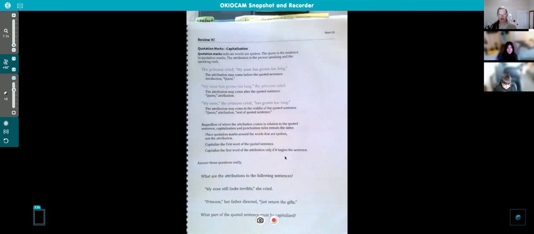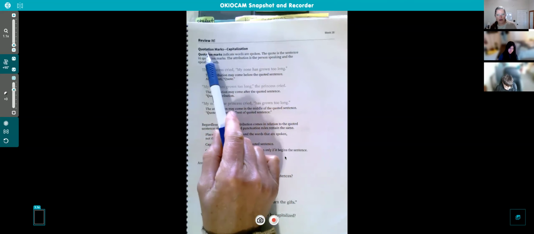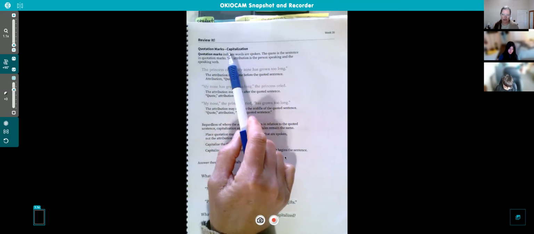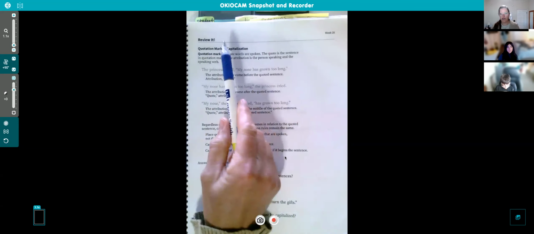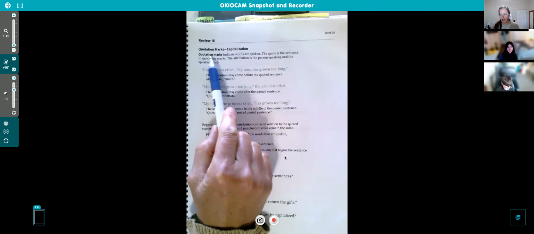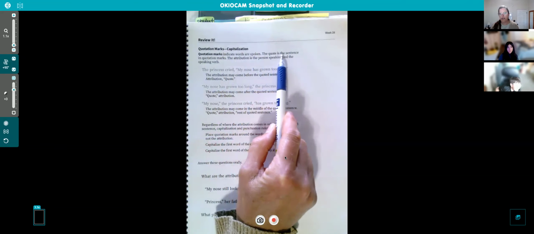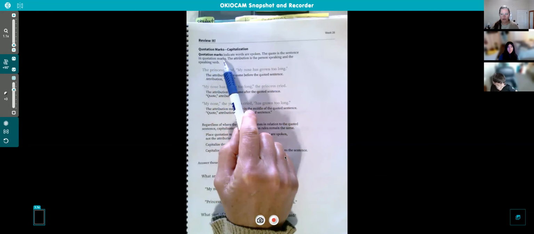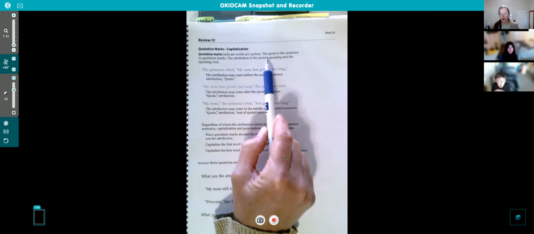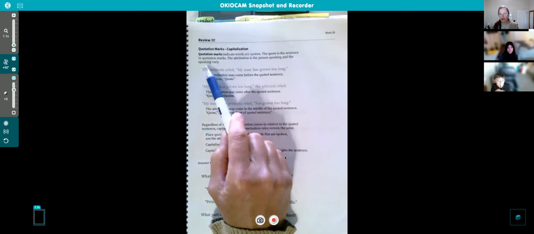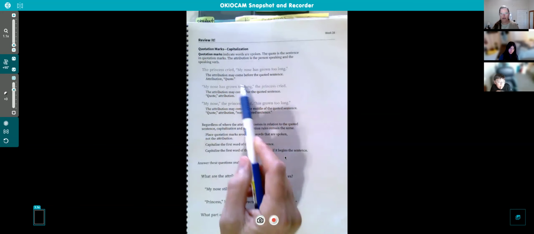Okay, page 163. This is review. We've already talked about this before, but they want to remind you about quotation marks and capitalization. So this is when you have a story that has speaking parts in it. There's two parts to the sentence. The quotation marks indicate the words that are spoken, and then the quote is the sentence in the quotation marks. That's what they're saying. And then the attribution is the person speaking and the speaking verb. So those are the two parts of the sentence when you have a speaking character like this.